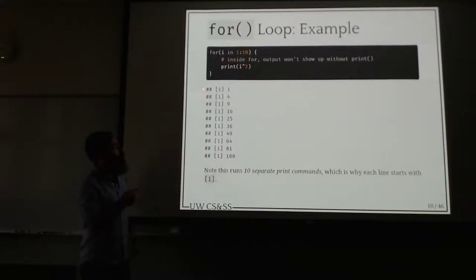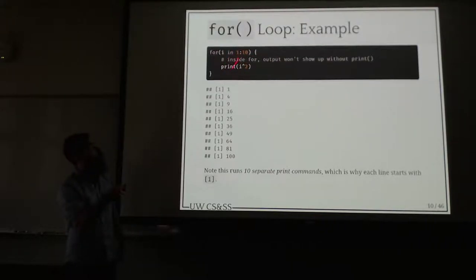Right? And you'll see it has one line for each print command that ran, because it actually ran the print command 10 times. This is the inside of the loop, and it ran the contents of the loop one time for every value that I was looping through. 1:10 is a vector of length 10, so it ran through the interior of this 10 times. One time for every possible value of I. I is just being replaced with whatever value we're currently on. Does that make sense? Okay.